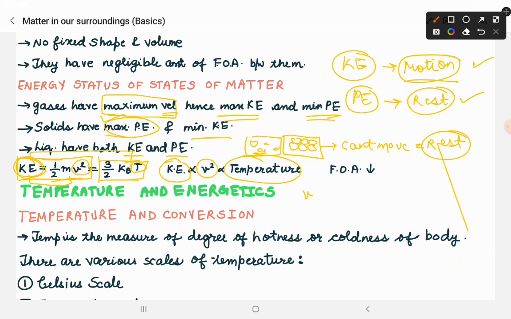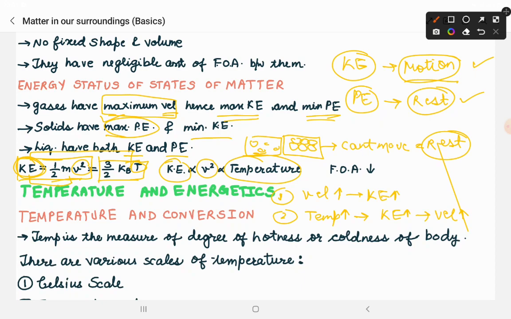What does it show? That as the velocity of the particles increases, it leads to increasing kinetic energy, and as we heat things up, the temperature increases, so the kinetic energy will also increase. Why will it increase? Because velocity is increasing. So these are the two concepts which you should learn. So this is the energy status of matter, the various states of matter.